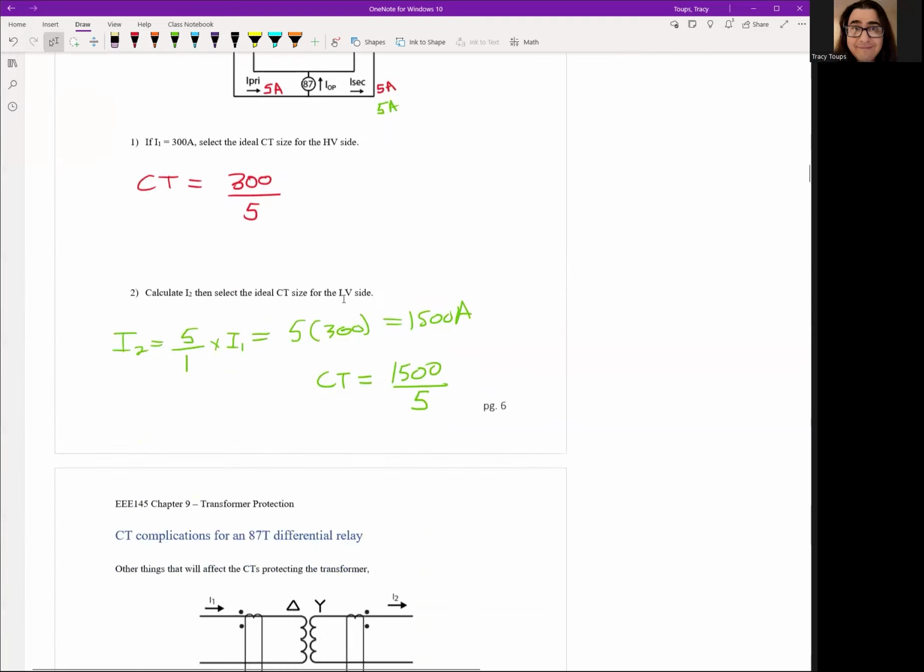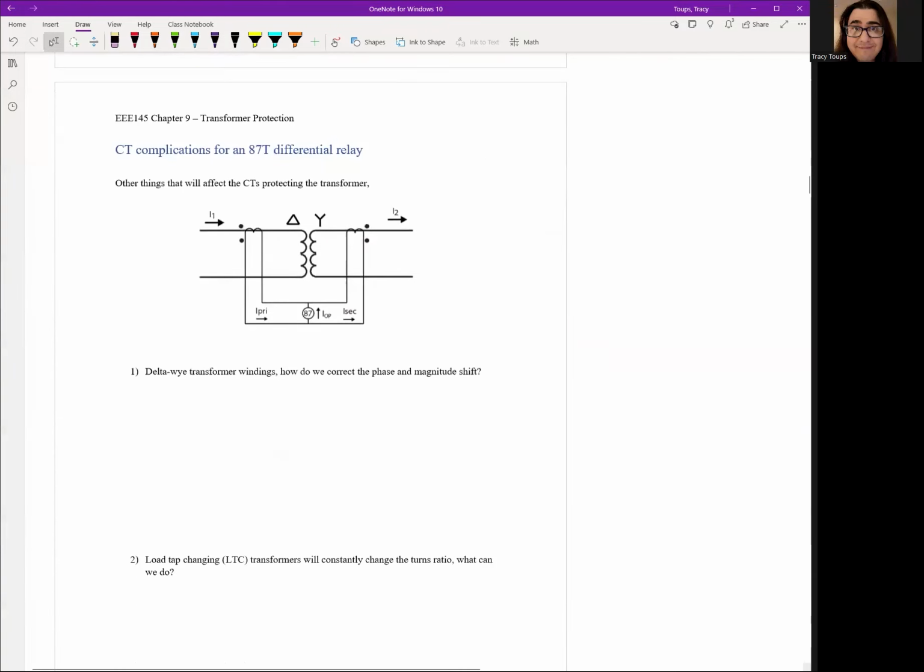So the magic is the CT ratios. That's what fixes a lot of things. So that's the first problem.